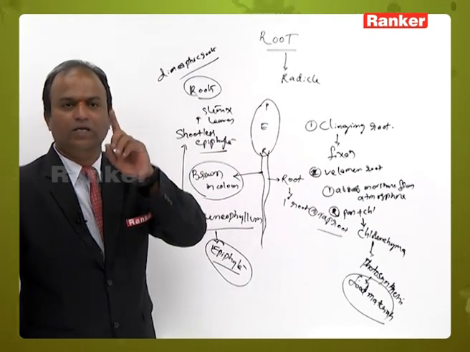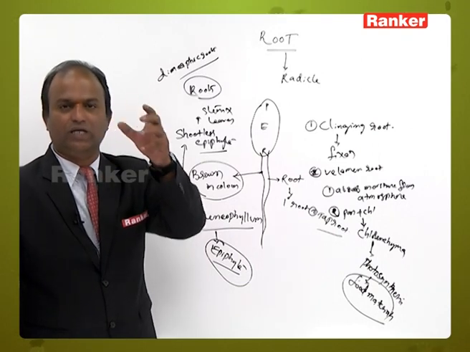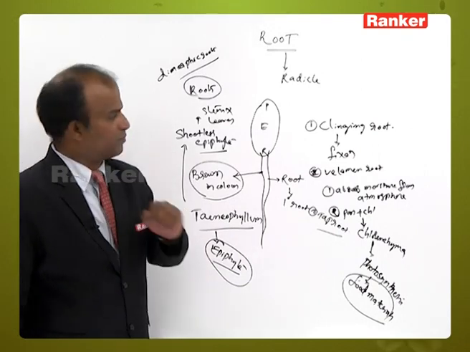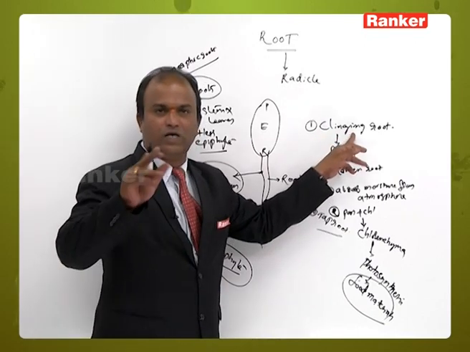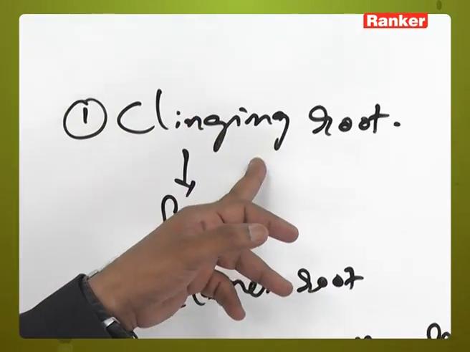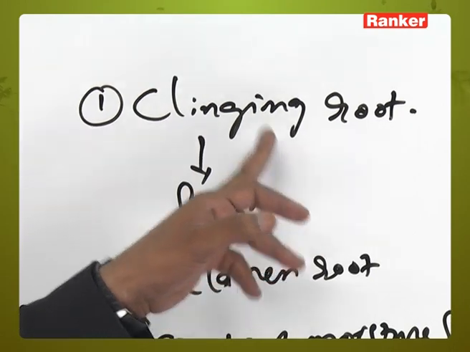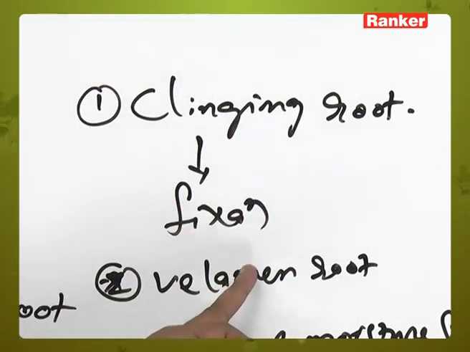In one plant, Taeniophyllum, the roots are present in green color. Which roots are green? Clinging roots are not green. They are non-green, shorter, and branched, and they help in fixation.